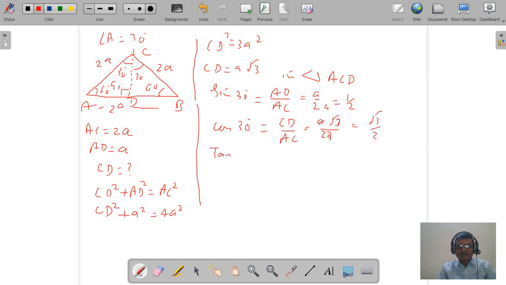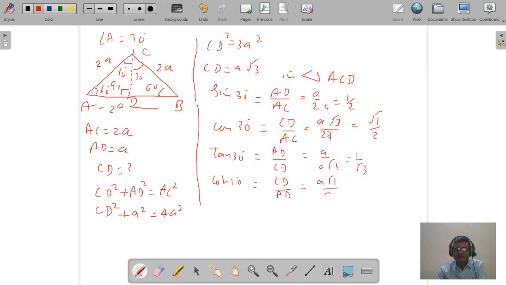Similarly, if you talk about tan 30 degrees, tan 30 degrees is nothing but AD upon CD. So AD is A and CD is A root 3. So this is coming out to be 1 upon root 3. Now cot 30 degrees is nothing but CD upon AD. So it is A root 3 upon A, which is equal to root 3.